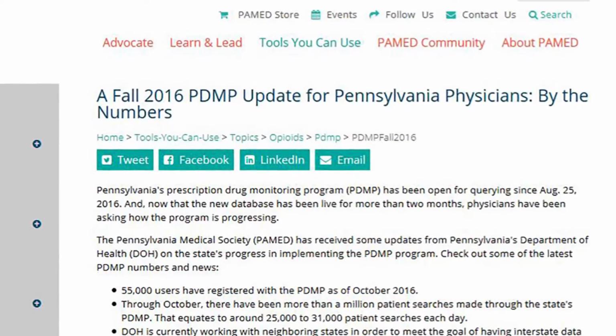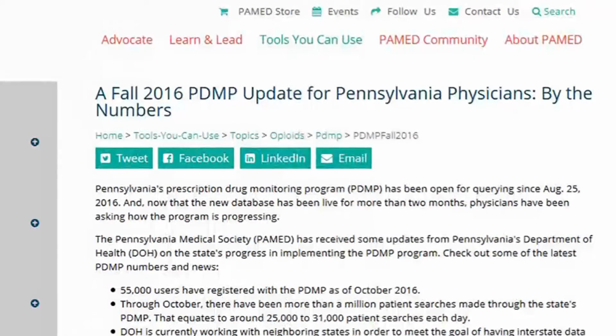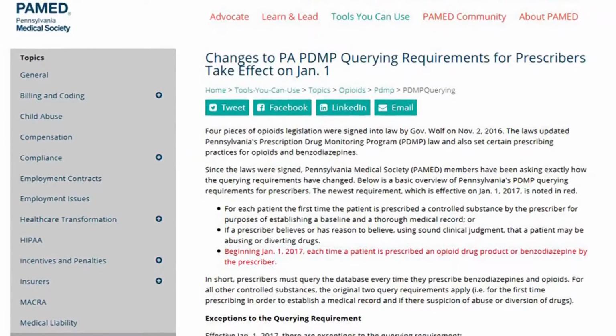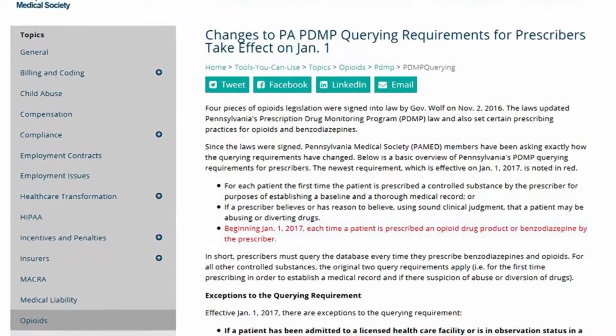So Mike, back in November of 2016, when Act 124 was passed, new PDMP querying requirements were set to go in place January of 2017. What are those requirements, and do they replace the original requirements? Sure. One thing that I've told physicians that have called is to look at this in two avenues. There is a new requirement for benzodiazepines and opioids. So if a prescriber is going to prescribe a benzodiazepine or an opioid, they must query the system each time.